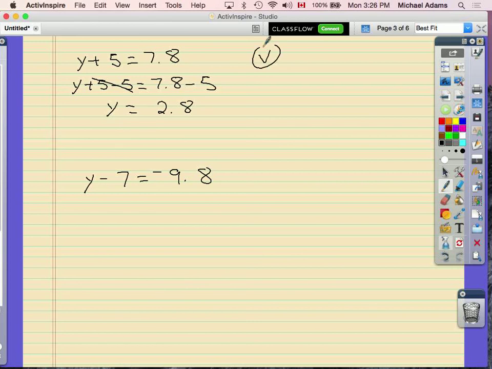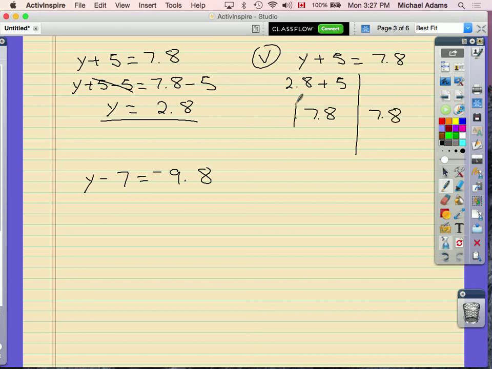Now we're going to verify. That means we're going to check our answer. So y plus 5 is equal to 7.8. Line under the equal sign. Do the substitution. Okay, y is equal to 2.8. So put 2.8 in place of y. So 2.8 plus 5. If I do that math, that gives me 7.8. And on this side, I have 7.8. So these two are the same. That means this answer is correct.